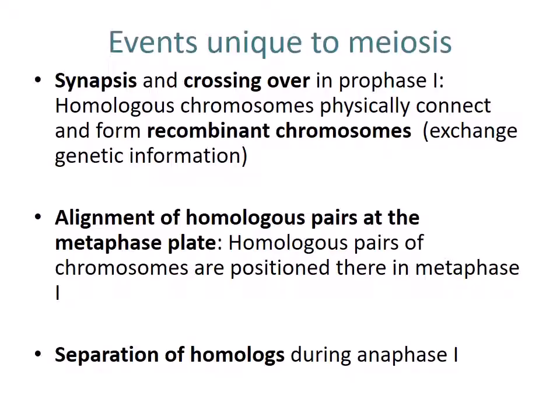Again, we've got synapsis and crossing over in prophase 1. Remember, synapsis is when the homologous chromosomes get together, and then crossing over is when our homologous chromosomes exchange genetic information and form recombinant chromosomes. Also, the alignment of homologous pairs at the metaphase plate is another event that's unique to meiosis. The homologs pair up randomly. It's not just that one side has all the chromosomes that came from dad and the other side has all the chromosomes that came from mom. They can line up independently. And then separating those homologs during anaphase 1 is another event that is unique to meiosis.